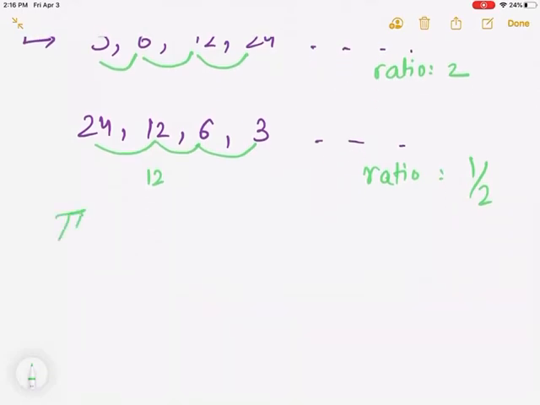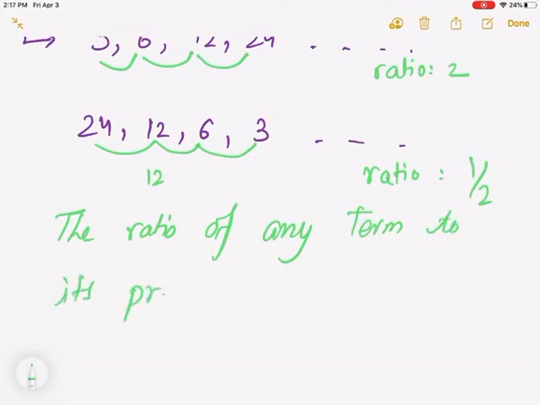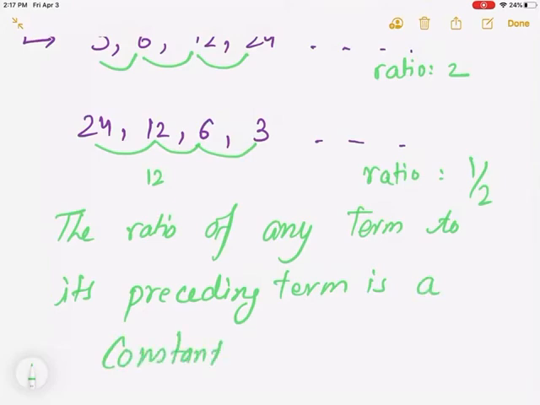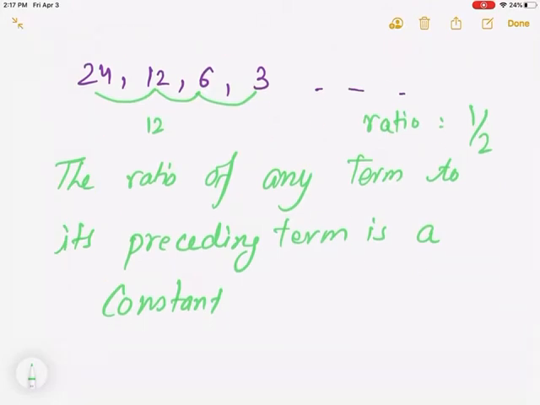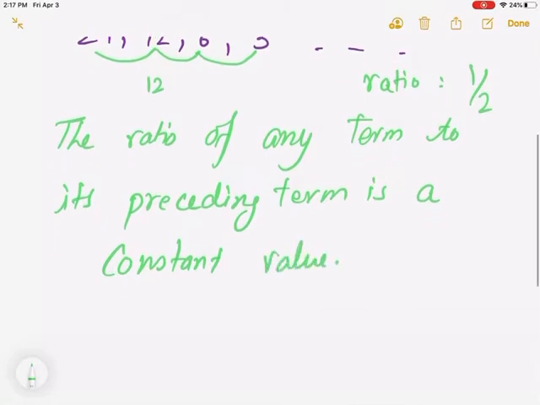So let me give you the definition of geometric sequence. The ratio of any term to its preceding term is a constant value. Again, just like arithmetic, you would have the same ratio for any two terms of a sequence. So, constant value.